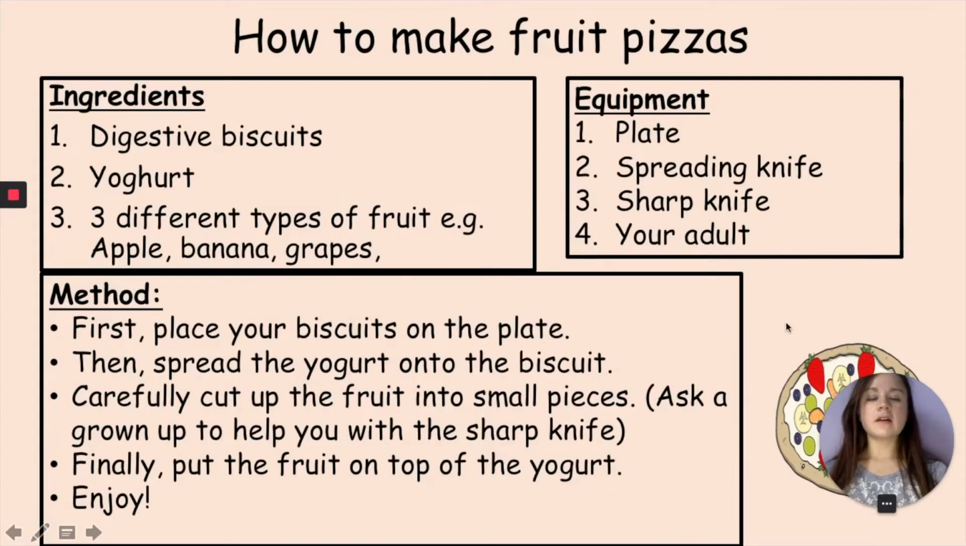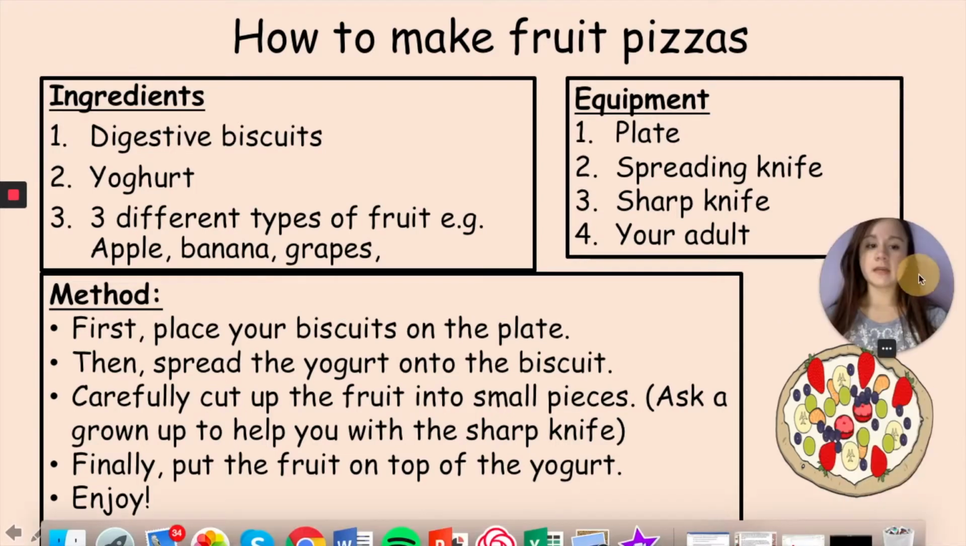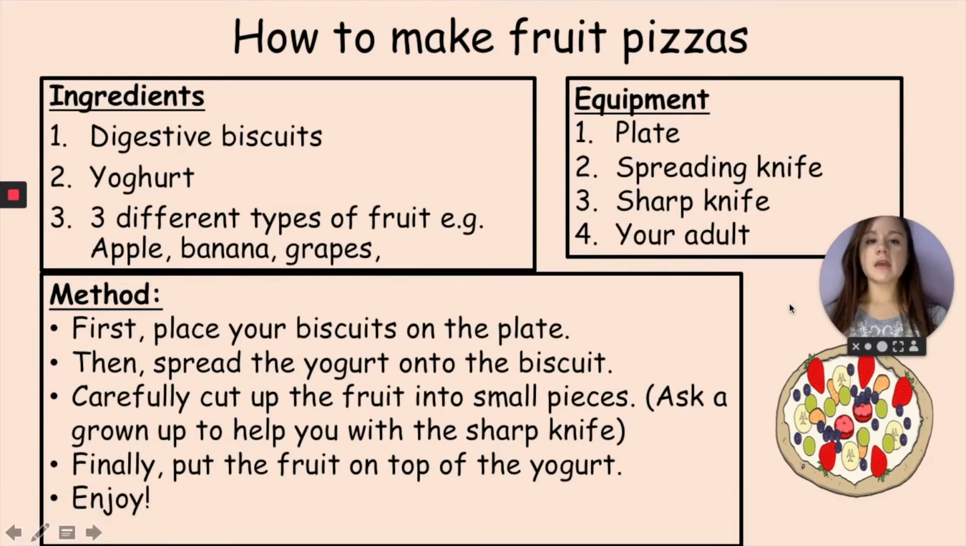So these are some recipe instructions for how to make fruit pizzas. The ingredients are digestive biscuits, yogurt, and 3 different types of fruit, for example, apple, bananas, and grapes. And equipment is what you need, like a plate, spreading knife, a sharp knife, and you need your adult. Now methods are the steps for how you'll be doing it.